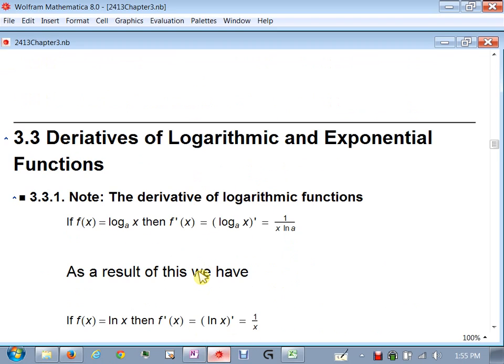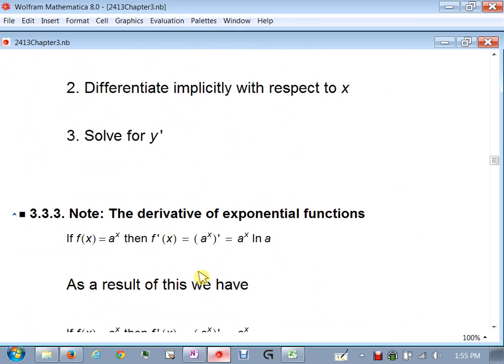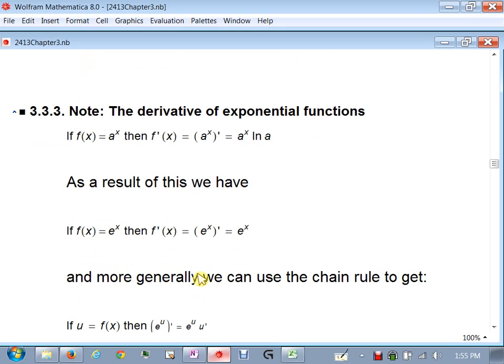I start with the derivative of the exponential. I'm going to move to the notes. Since we're talking about it now, it makes more sense. If f of x is a to the x, and you want its derivative, the derivative of a to the x is, look, itself, a to the x, times the natural log of a.